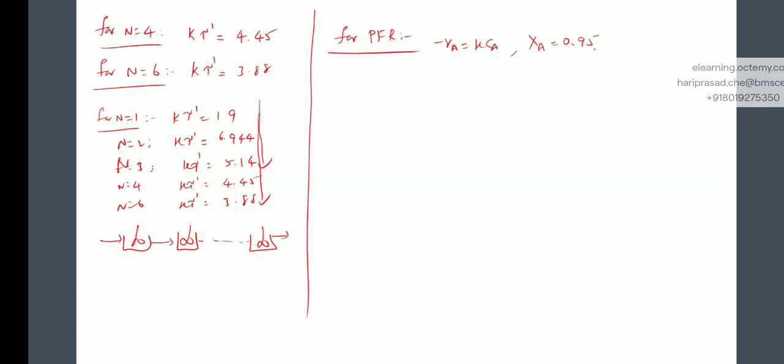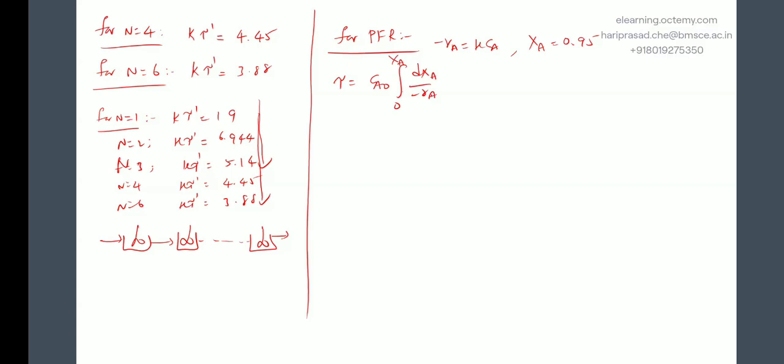General performance equation for PFR. Tau by Ca naught is equal to the integral from 0 to xa of dxa by minus Ra. So the general performance equation for the PFR is tau equal to Ca naught integral 0 to xa dxa by minus Ra.